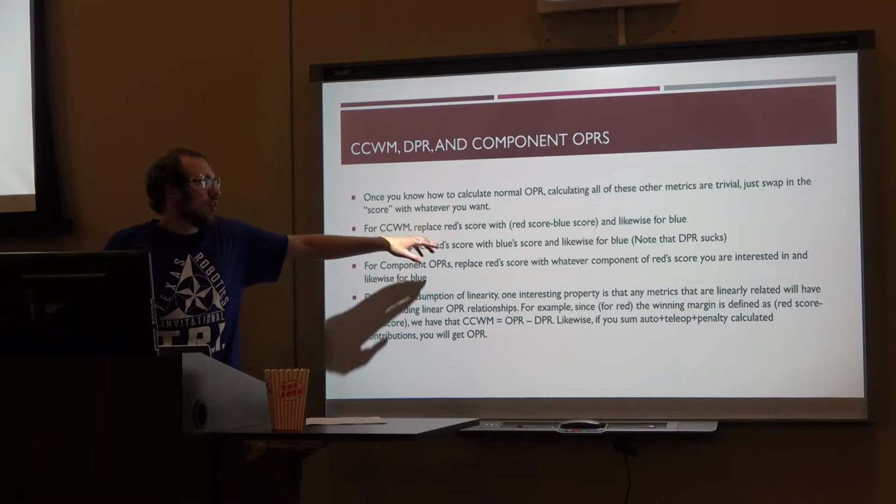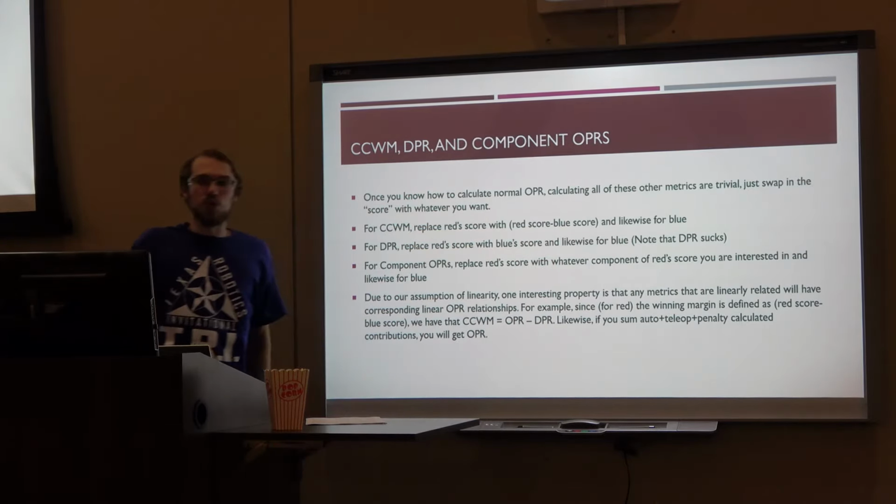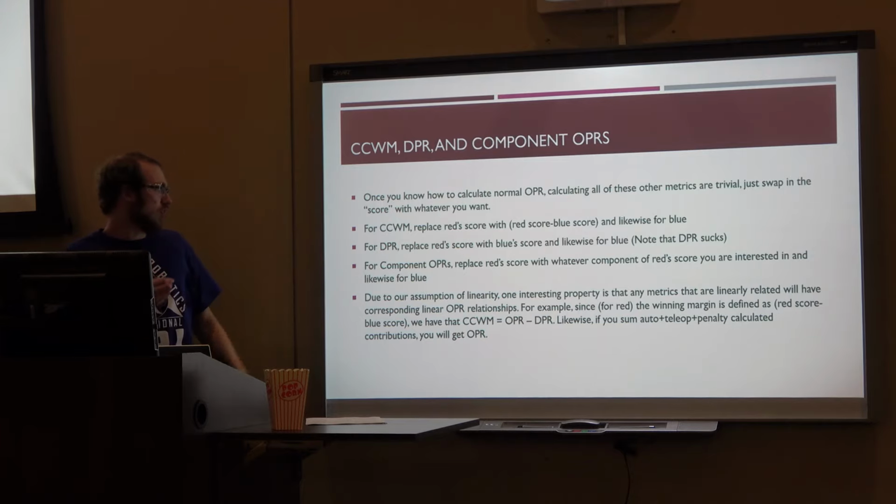So, calculated contribution to the winning margin: instead of using red score, you use red score minus blue score, or blue score minus red score. For defensive power rating, you just use the opponent's score instead of your score. DPR sucks though, so don't use it.